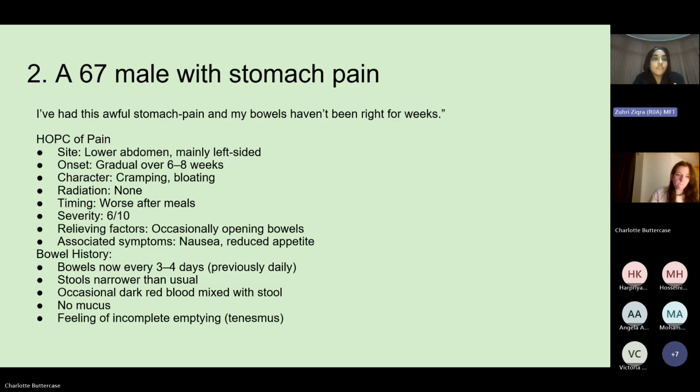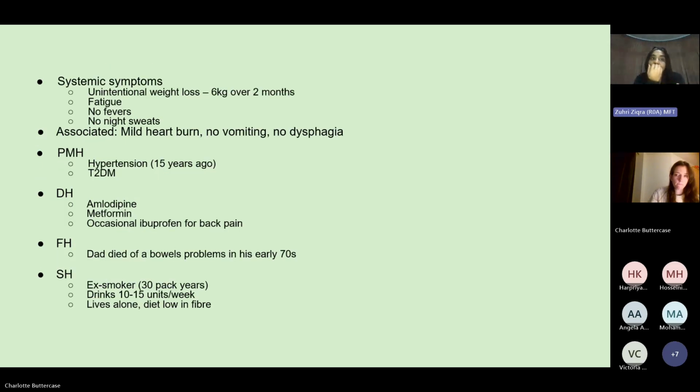If we moved on to systemic symptoms, if you did a quick systems review, they would have had unintentional weight loss, a bit of fatigue, but no fevers, no night sweats, anything like that. I think this was meant to be a red herring if anyone actually picks up on it, but associated with a bit of heartburn, but no vomiting, no dysphagia, anything like that. Past medical history, if you would ask, they had diabetes and hypertension. They were only on amlodipine and metformin, bit of ibuprofen for back pain.